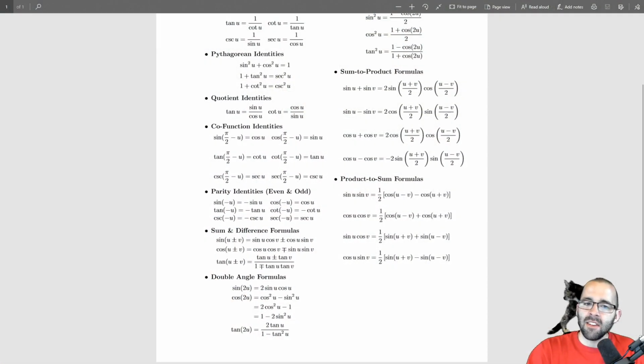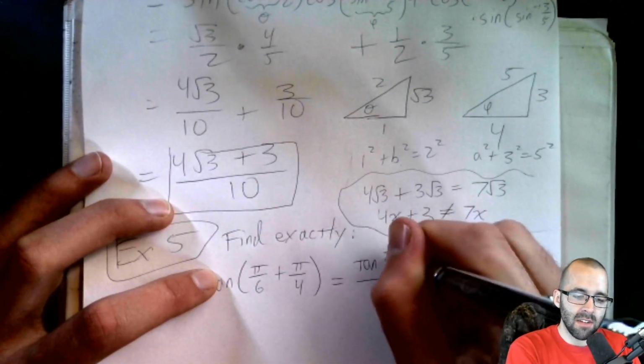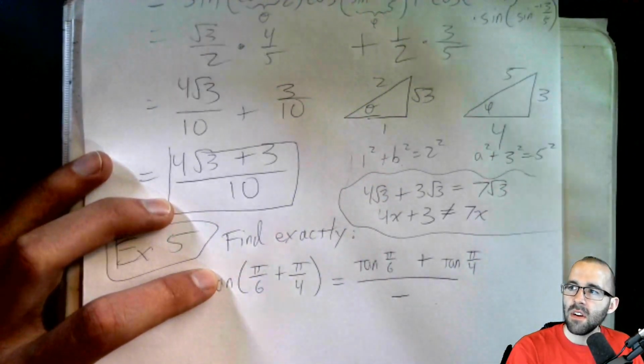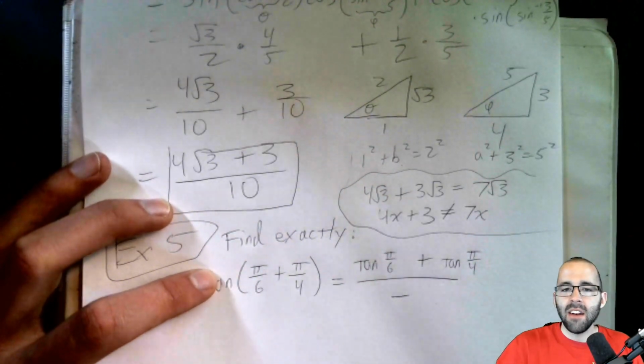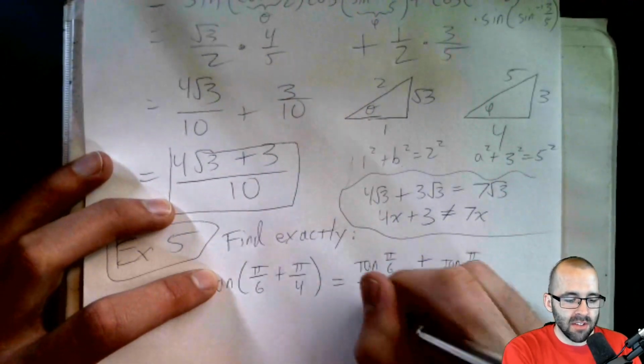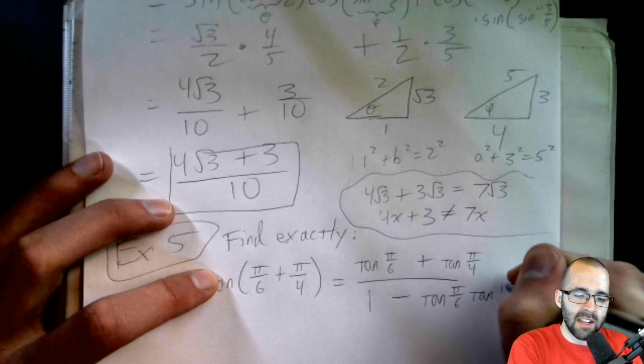And the identity said the tangent of the first plus the tangent of the second. So it's going to be tan of pi over 6, and over here is going to be tan of pi over 4. All right. And in our denominator, it's going to be 1 minus the product of the two tangents. So 1 minus tangent of the first times tangent of the second.